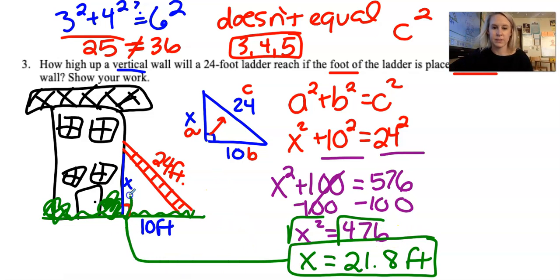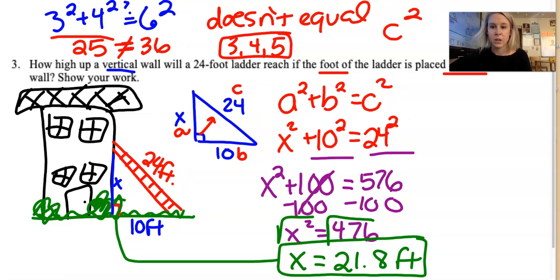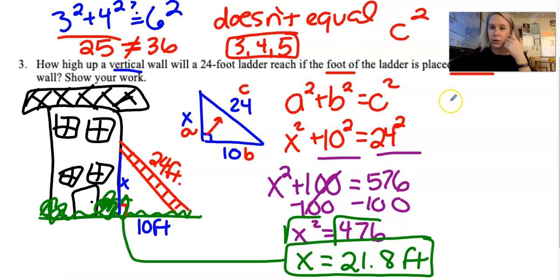Now, let's talk about why this answer makes sense. I know my hypotenuse always has to be the biggest number. Is 24 the biggest number out of them? Yes. Okay, so I would expect something less than 24 for your vertical height. Okay? All right, let me teach you a shortcut real quick.